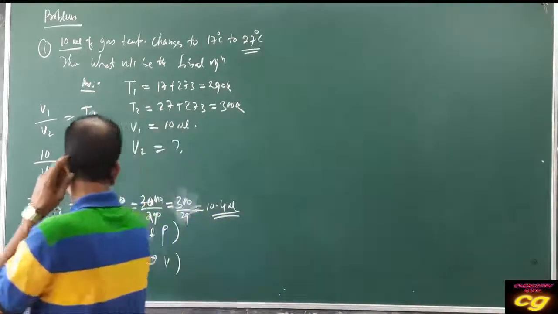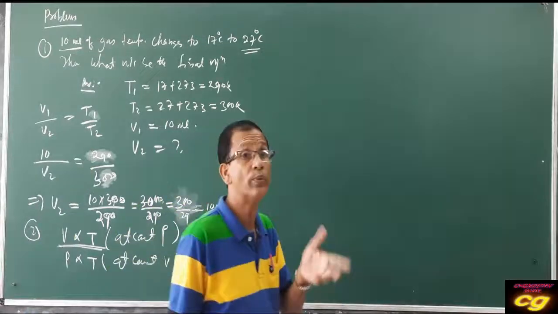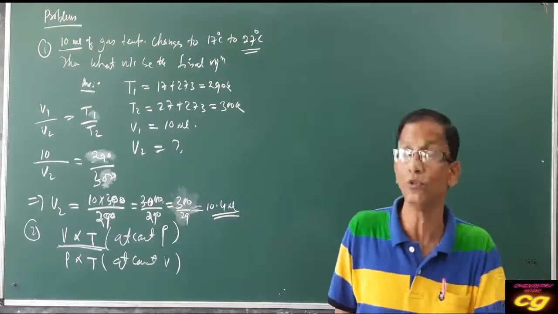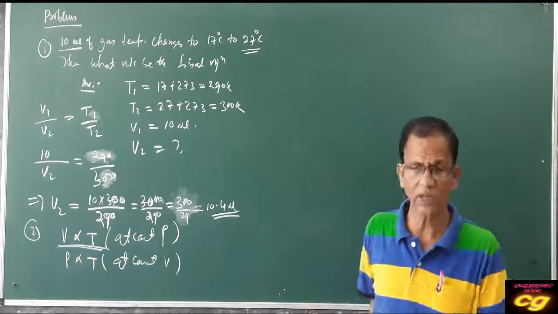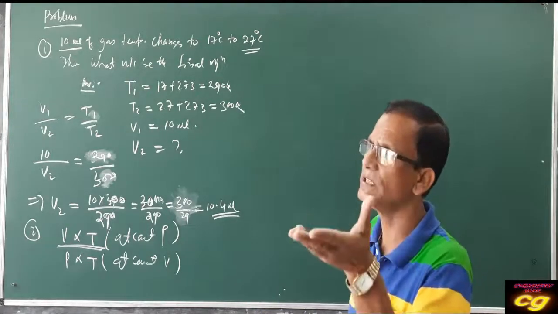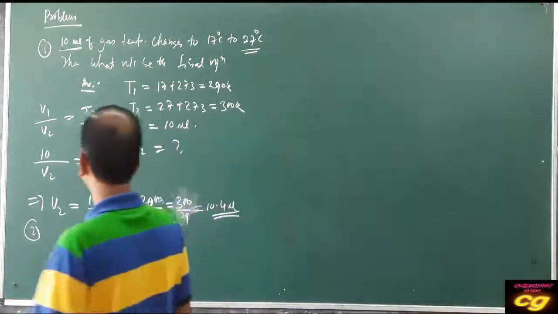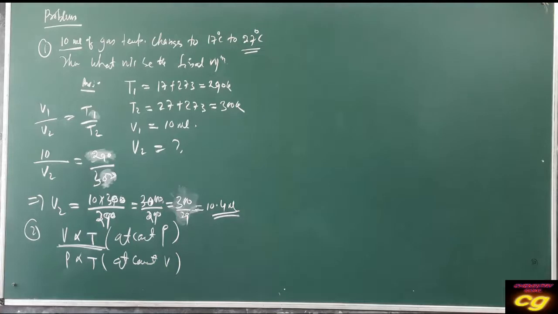So this is a very important application: during summer we have to give low pressure. We should not give high pressure to the tire, because with the running tire the temperature will be more due to friction, the volume will increase, and that's why it may burst. So this is one important application of Charles's law.